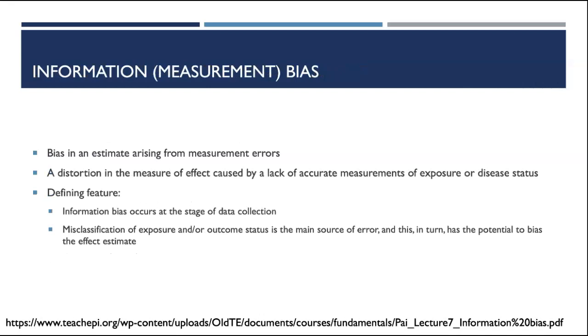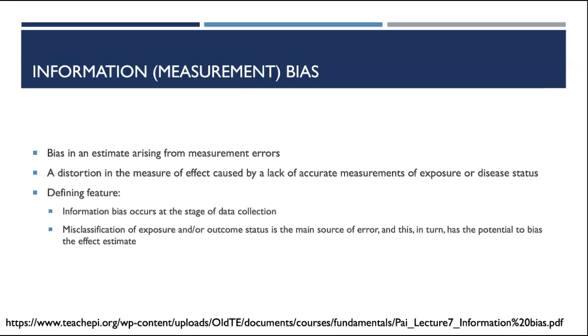So information or measurement bias is a bias in an estimate arising from measurement errors. It is a distortion in the measure of effect caused by a lack of accurate measurements of the exposure or the outcome variable. A defining feature of information bias is that it occurs at the stage of data collection. It is the misclassification of the exposure or outcome variable, which is the main source of error, and this in turn has the potential to bias the effect estimate.